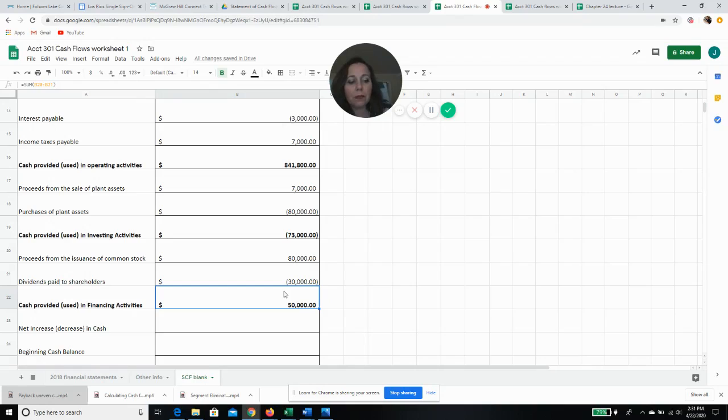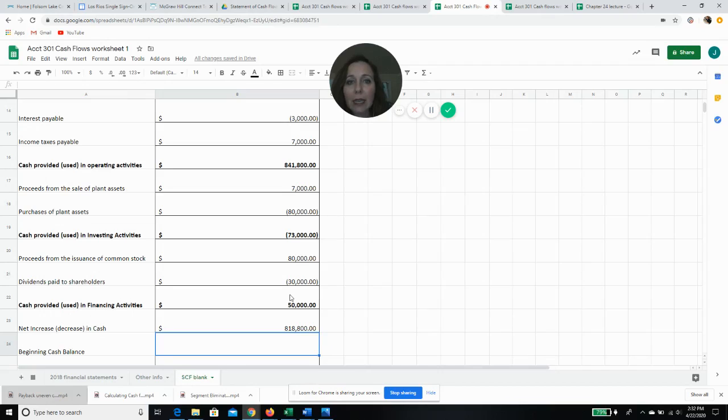All right, so we have calculated our cash flow from operating activities, investing activities, and financing activities. Now we are going to add them all up to see if overall we had an increase in cash or a decrease in cash. So I'm going to add cash flow from operating activities plus cash used in investing activities, which is a negative number, plus cash provided from financing activities, which is a positive number. And I end up with a total increase or decrease in cash of $818,000.